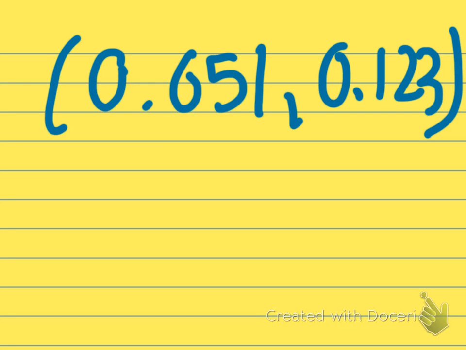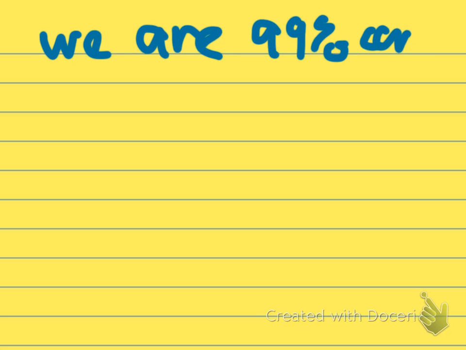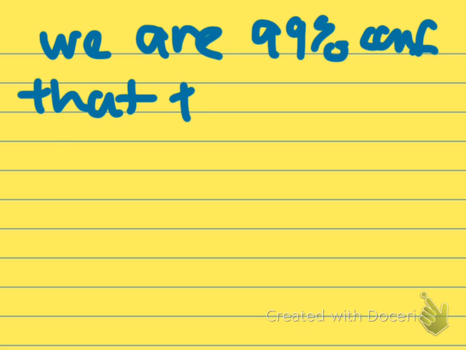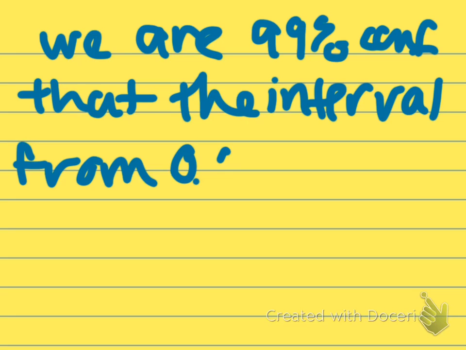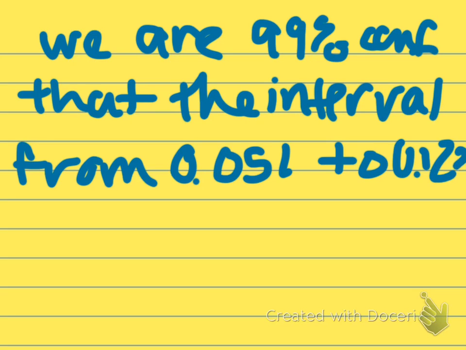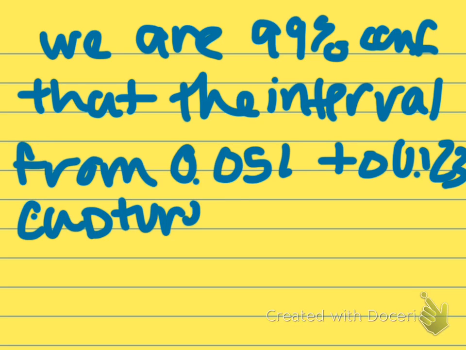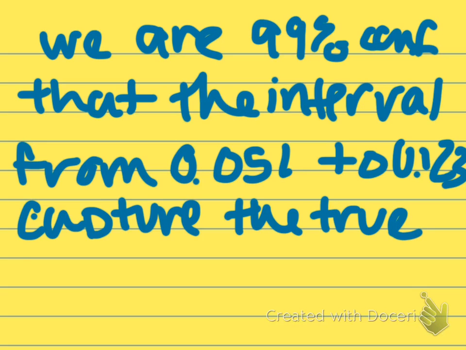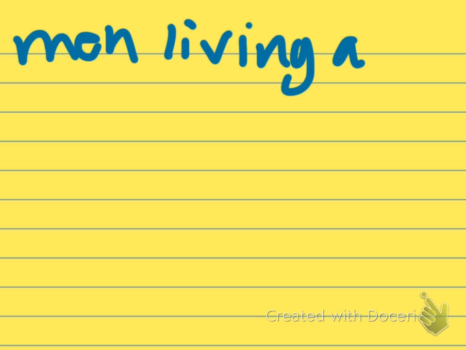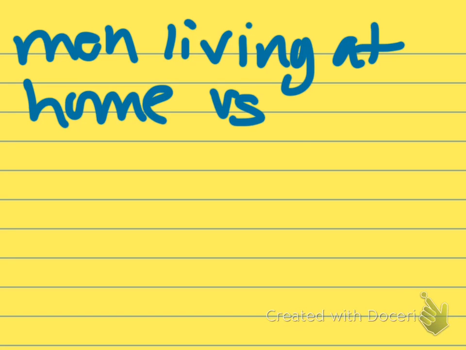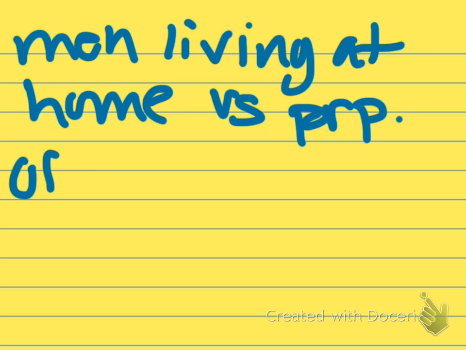We would say we are 99% confident that the interval from 0.051 to 0.123 captures the true difference in the proportion of men living at home versus the proportion of women living at home.